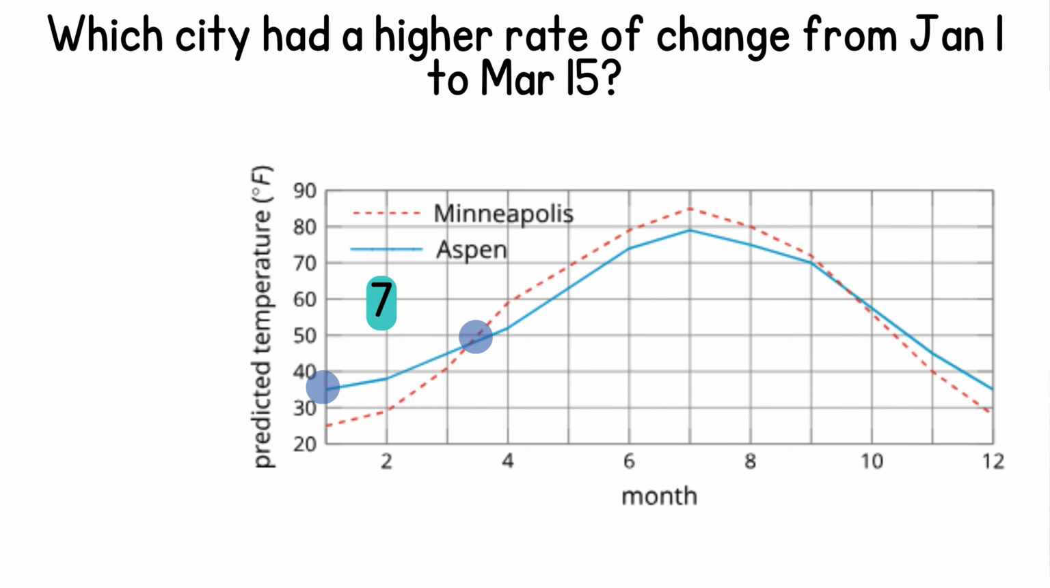So it looks like we went up 7 units and over 2.5 units. When we divide these, we get a rate of change of 2.8. Now let's look at the rate of change of Minneapolis.